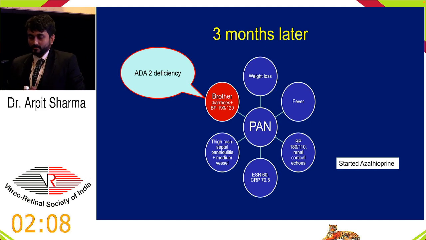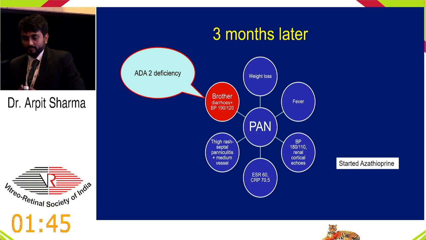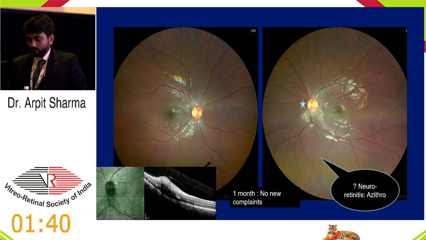3 months after, she went to a pediatrician with a history of fever, weight loss, and abdominal pain. Incidentally, BP was found to be high, and there was a rash on the thigh, which turned out to be septal panniculitis with medium vessel vasculitis consisting of granulocytes. Incidentally, her brother also had a very high BP. So ADA2 deficiency was suspected, along with polyarteritis nodosa being diagnosed in this child, and she was started on azathioprine and steroids. She came to us after that.